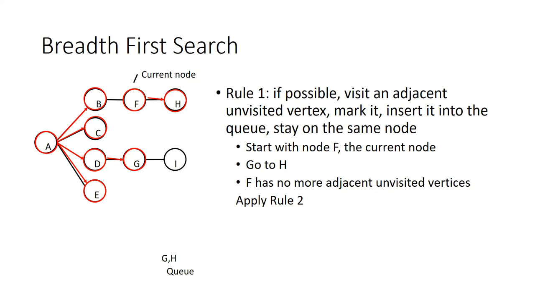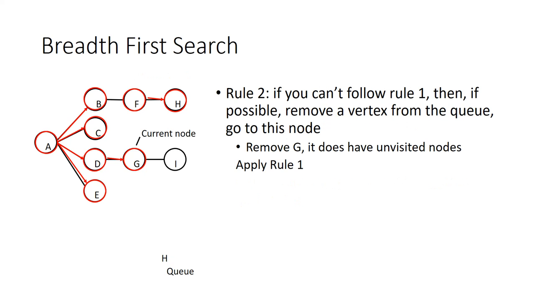Well, I don't. So I'm going to go back to H. Yeah, I may be wrong. Yeah, start with node F. Oh, H is already there. I goofed this slide, sorry about that. H is already taken. And so there are no more unvisited vertices, so I'm back to rule 2, where I've got to take something off the queue.